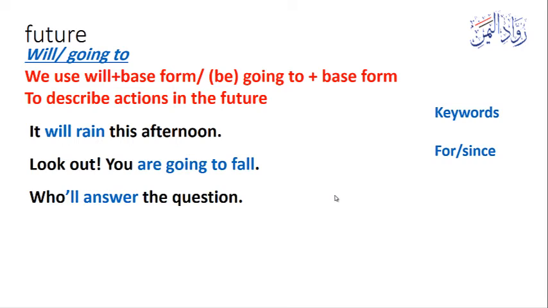Let's talk about the future. When we want to talk about the future, we use will or going to. They are followed by the base form of the verb. They are used to describe actions in the future. Look at this example. It will rain this afternoon. Look out, you're going to fall. Who will answer the question? We didn't use these keywords for this tense.